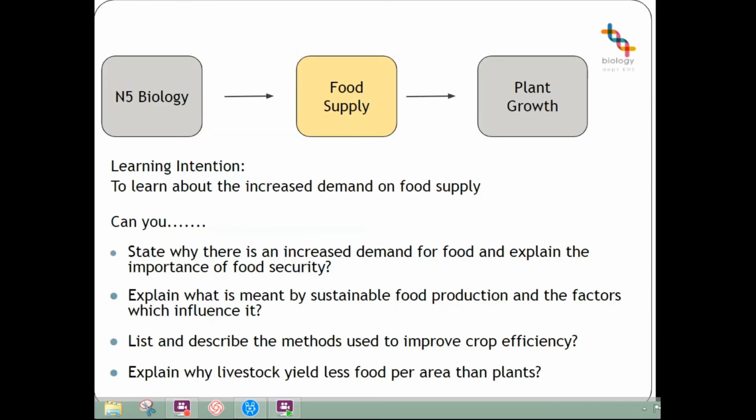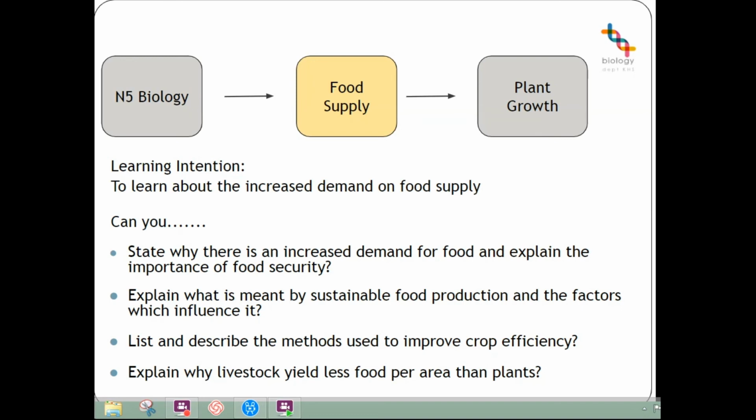So from that, you should know a little bit more about why we have an increased demand for food and the importance of food security. So obviously the human population is growing rapidly, and food security allows everyone to have access to food of sufficient quantity and quality. Sustainable food production is going to involve producing enough food but without damaging the environment any further.